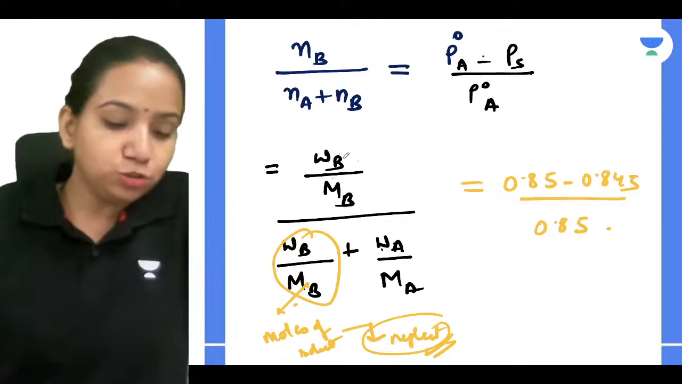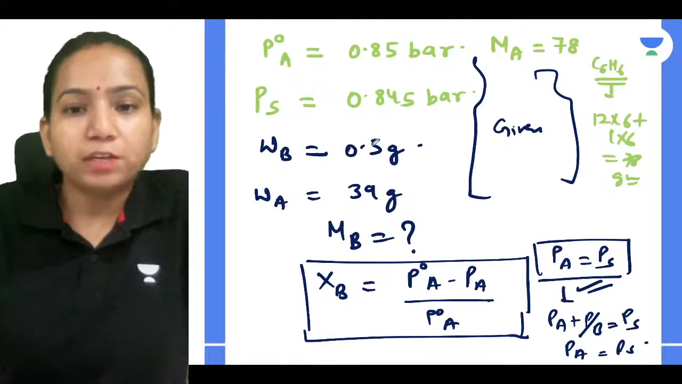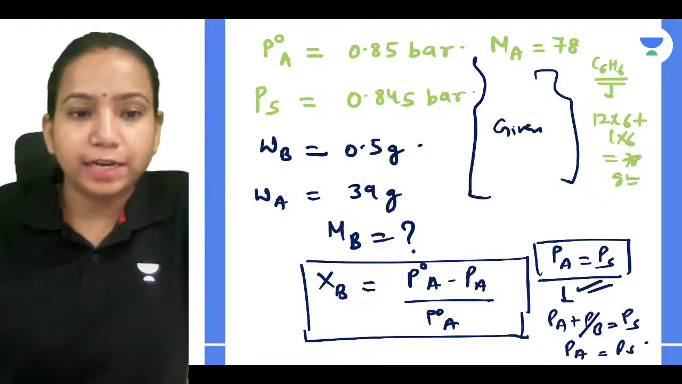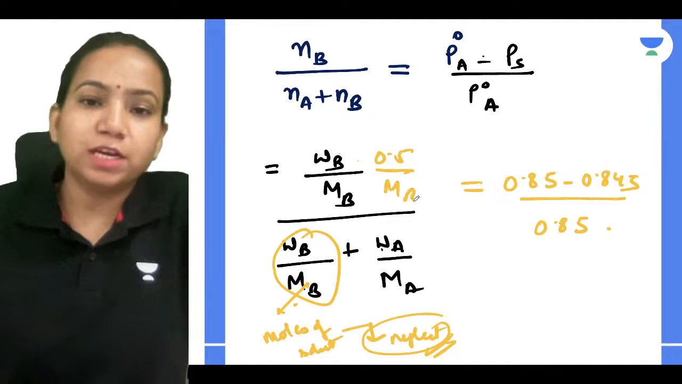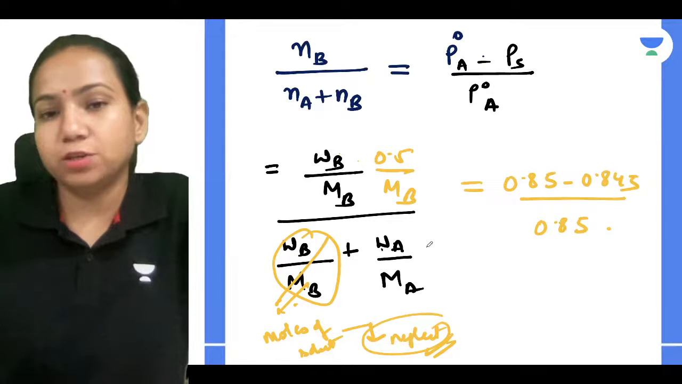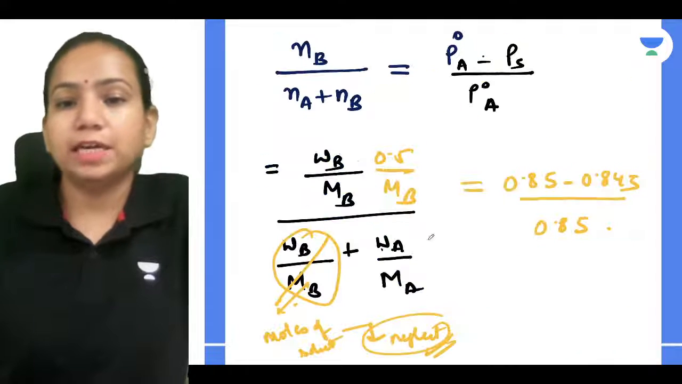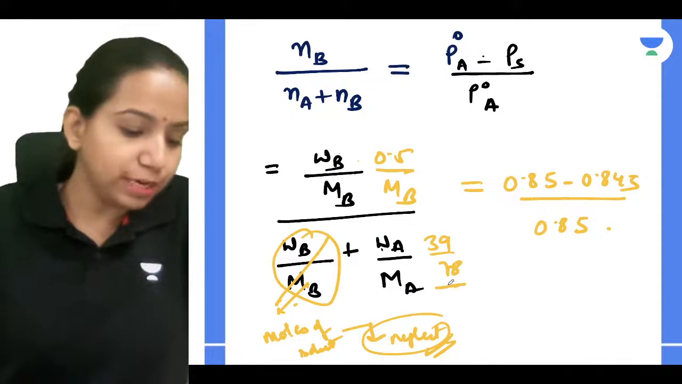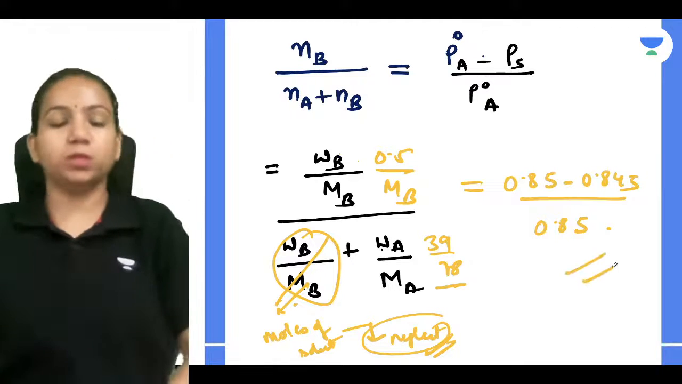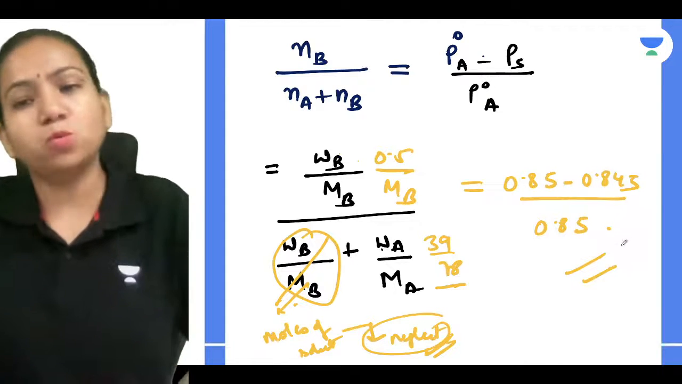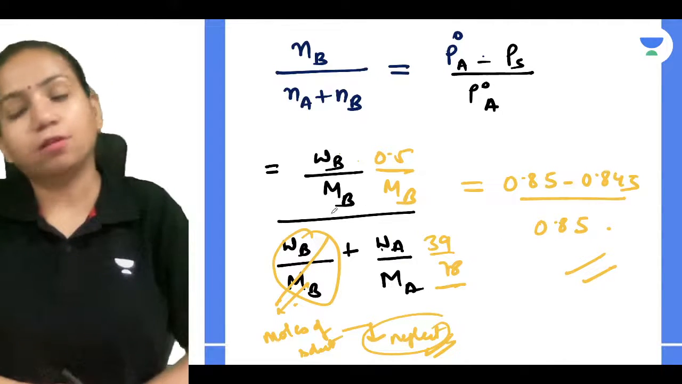And WB is given to you. How much is WB? Tell me. WB is given as 0.5 divided by MB, which you have to find out, and this you will neglect. So WA is given to you, what is that? 39 divided by 78. So you just solve it, you will get the answer easily. I hope everyone is able to relate with it. So you will solve it and you will get the answer too. Clear? So solve it, guys, and if you feel any doubt, just let me know in the next class.